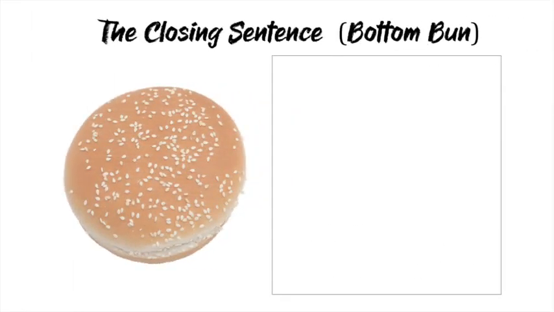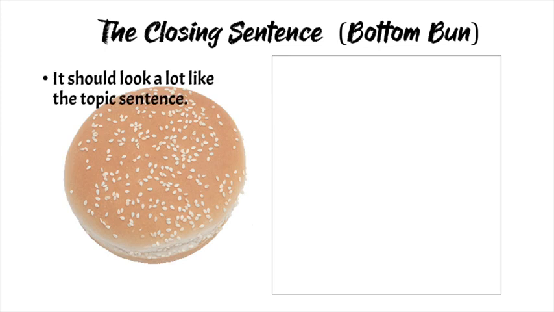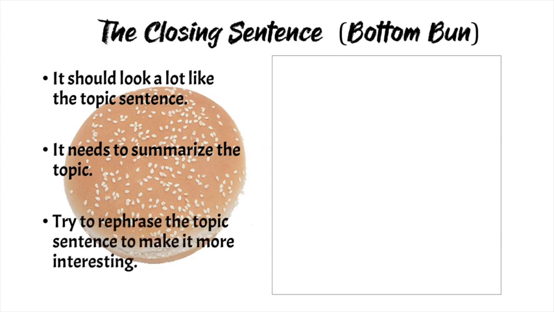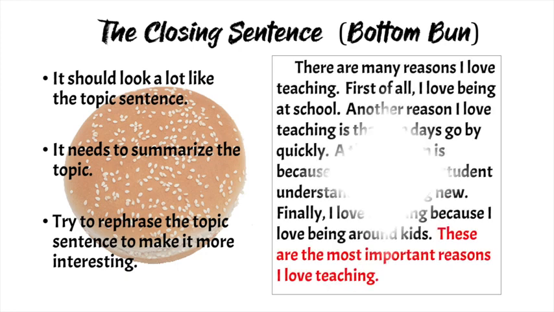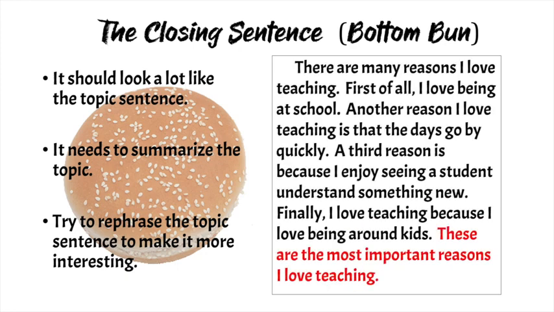And finally, you have the closing sentence. That is your bottom bun. So it should look a lot like the topic sentence. It needs to summarize the topic, and we need to try to rephrase the topic sentence to make it more interesting. Like in this example. These are the most important reasons I love teaching.